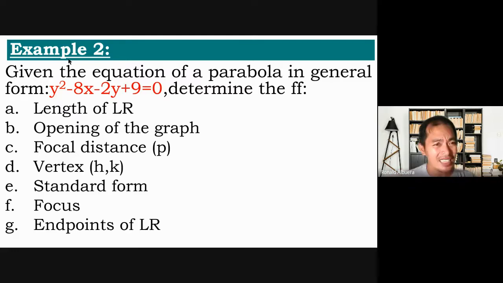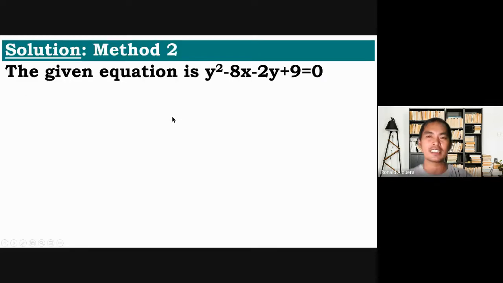So may sagot na tayo. Sagot na tayo sa letter A, may sagot na sa letter B, may sagot na sa letter C. Ang dali-dali. How about yung vertex and standard? Of course, it's better if we write this in standard form. Makukuha mo na yan. Okay, let's proceed.